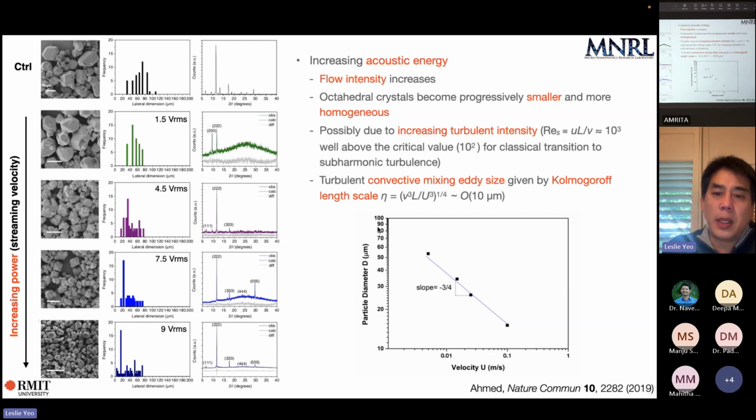And why do we think so? We look at the particle diameters, and you can see that they scale very nicely with the streaming velocity, or the centrifugation velocity, to a -3/4 power, which is actually, if you do fluid mechanics, you will know that this is what's known as the Kolmogorov length scale, which is associated with the mixing eddies or the mixing vortices, those eddy sizes. And it's a very well-known law of turbulent mixing.